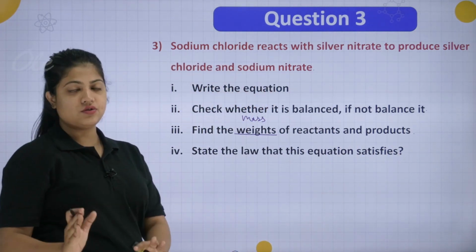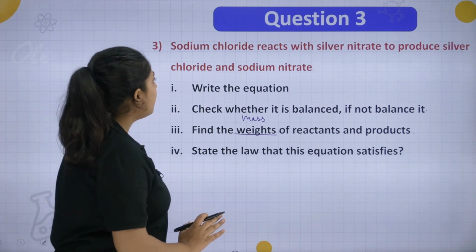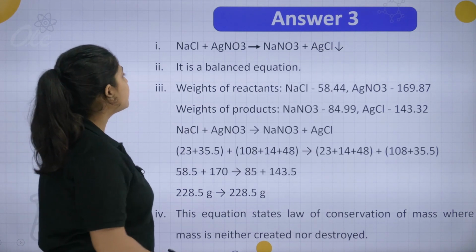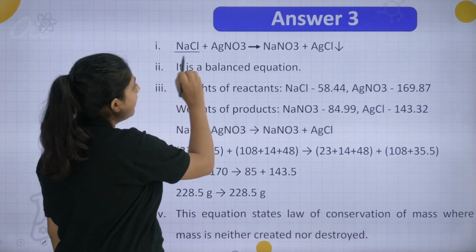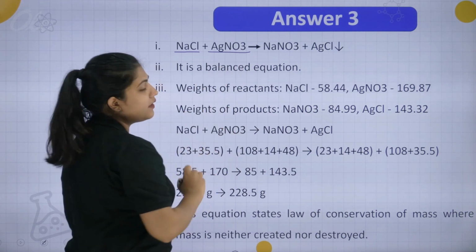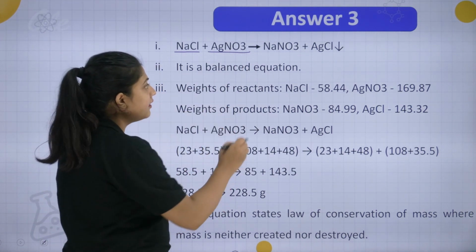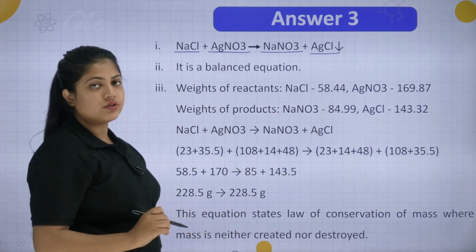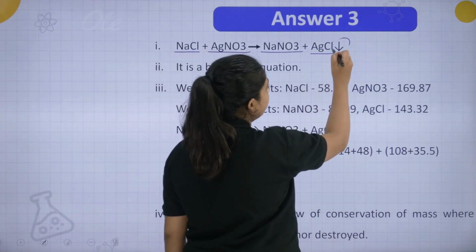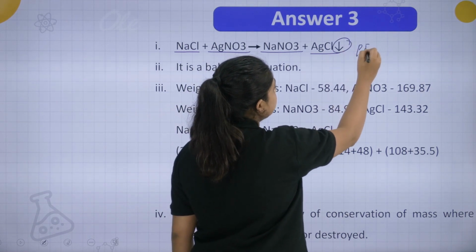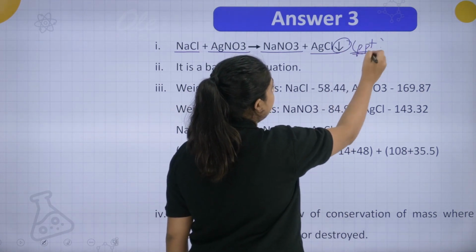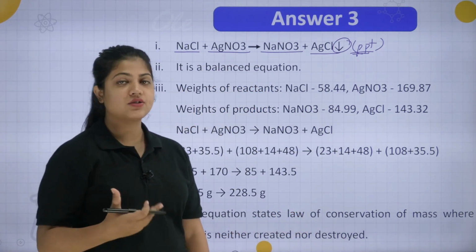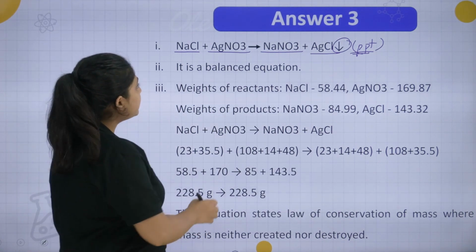So first of all, you need to write the equation. So how are you going to write this equation? If we see the answer, here sodium chloride, that is NaCl, is reacting with silver nitrate, that is AgNO3, forming sodium nitrate and silver chloride. This is the equation. Here you can see the downward arrow, right? This downward arrow means the precipitate has been formed out of this reaction. So this reaction can be an example of a precipitation reaction also. Yes, it is a balanced reaction.